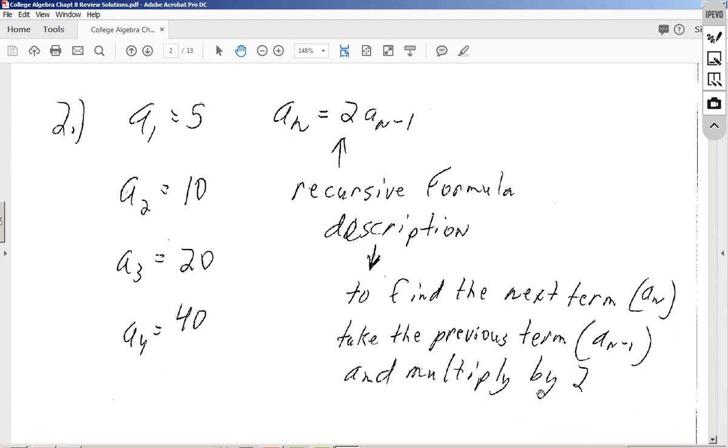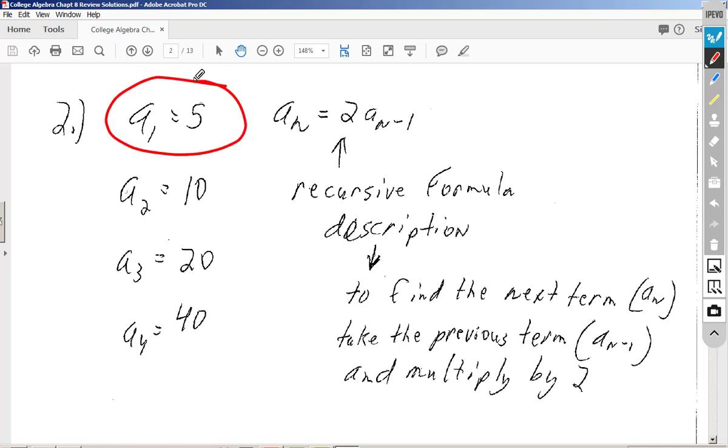Okay, on number 2, the directions on number 2 says write the first 4 terms of the sequence defined by the recursion formula. So it says that a sub 1 is going to equal 5. So this is given to us. A sub 1 equals 5. And then a sub n equals 2 times a sub n minus 1.